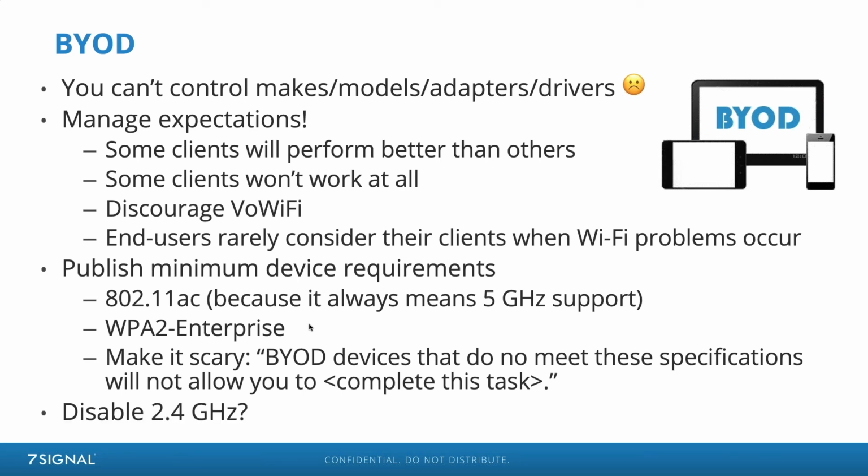And then something to consider for that BYOD network is, can you disable 2.4 gigahertz entirely? We can't change how the clients roam to make them prefer 5 gigahertz. So can we just turn it off and say we only support 5 gigahertz BYOD clients? It would certainly help out the modern clients that support that band.